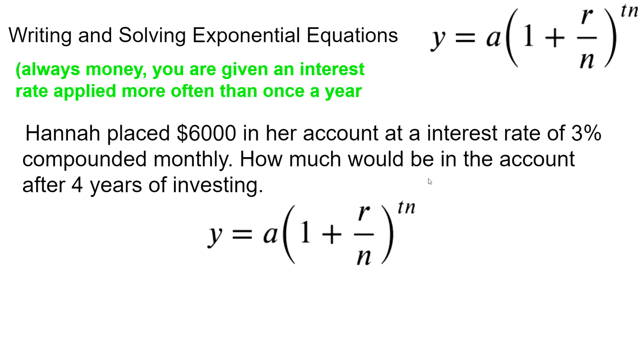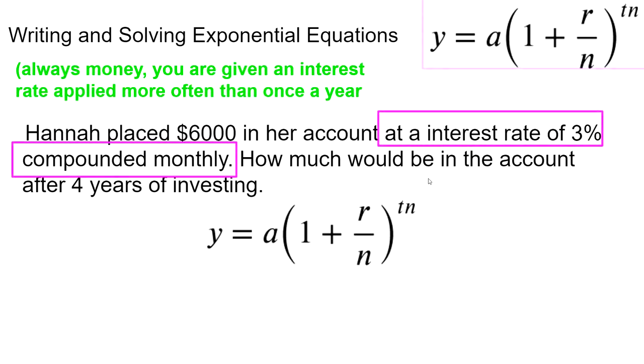Now, the other kind of problem we're talking about is when we're compounding more often, but it's not continuously. It's going to be monthly or daily or quarterly. In this case, it says that Hannah's got $6,000 in her account. It's got an interest rate of 3% compounded monthly. That's how we know we're going to use this formula here. And it wants to know how much would be in the account after 4 years of investing.